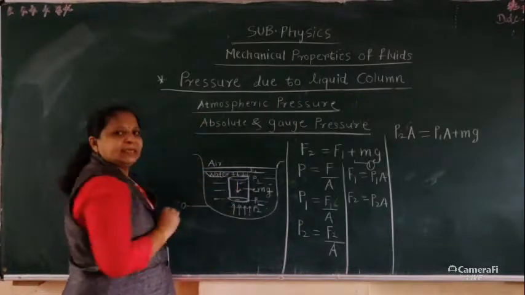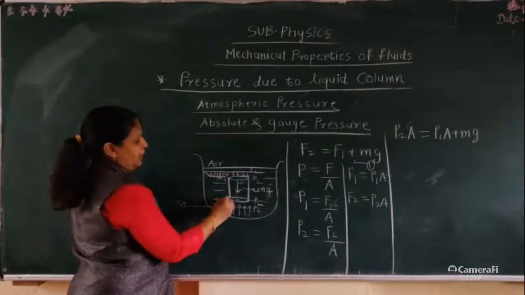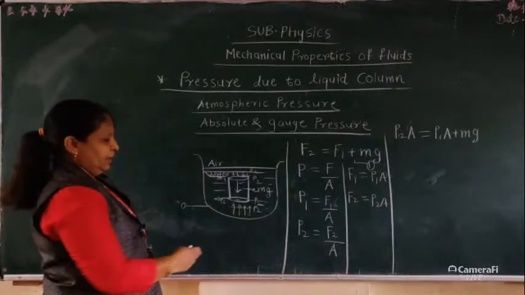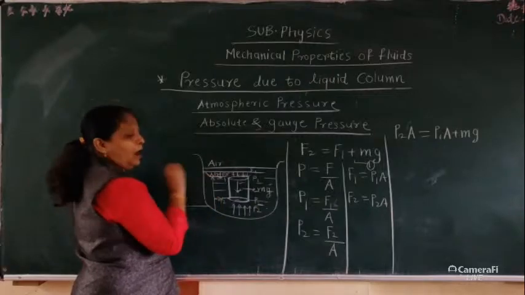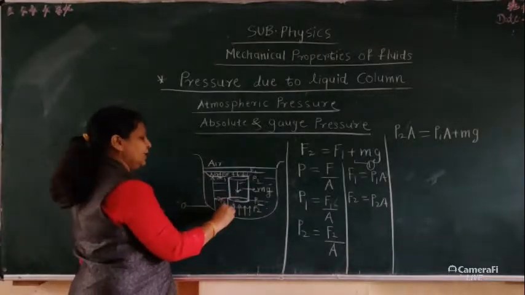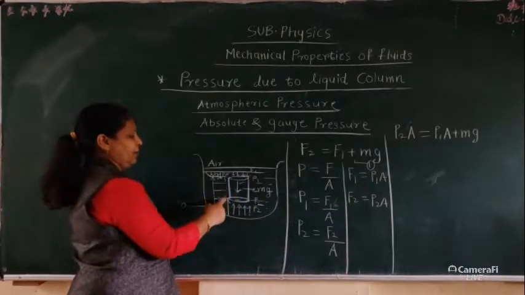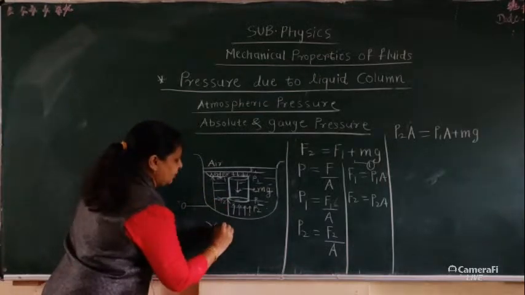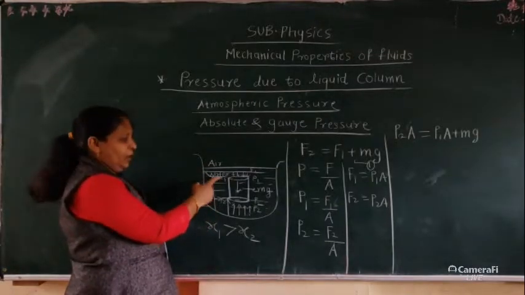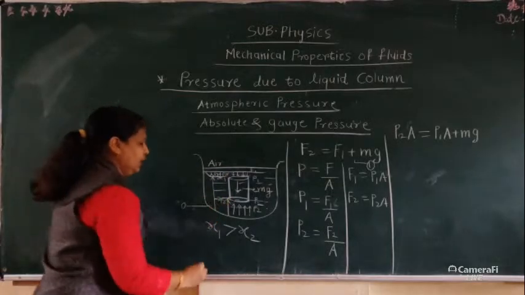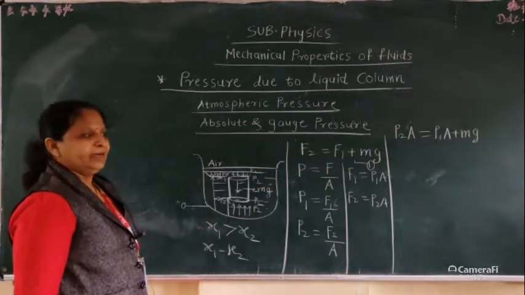Now, the height of this liquid column: here we consider the top surface at x1 and the bottom surface at x2, with the reference point at the base, and we measure this distance in the upward direction. So, the height of this liquid column is x1 minus x2, because x1 is greater than x2.